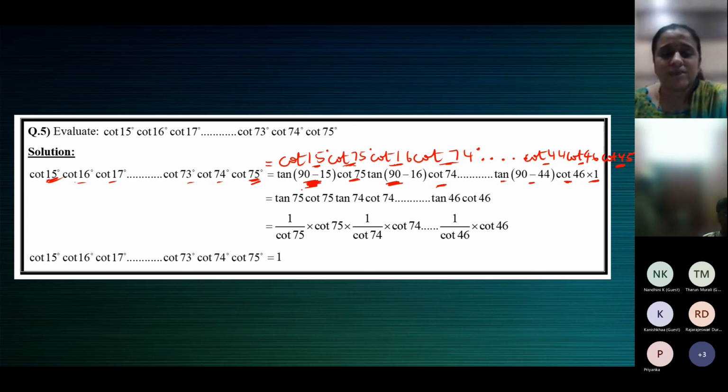Next step, after subtraction, tan 90 minus 15 is tan 75. 90 minus 15 is 75, and cot 75. And 90 minus 16 is 74, cot 74. 90 minus 44 is 46, and cot 46. That into one you can just remove, because it is into one. So you can just take it away.